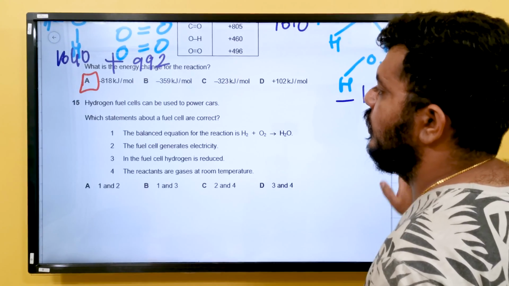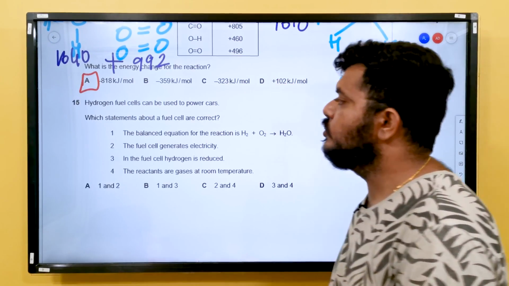Okay, hydrogen fuel cells can be used to power a car.